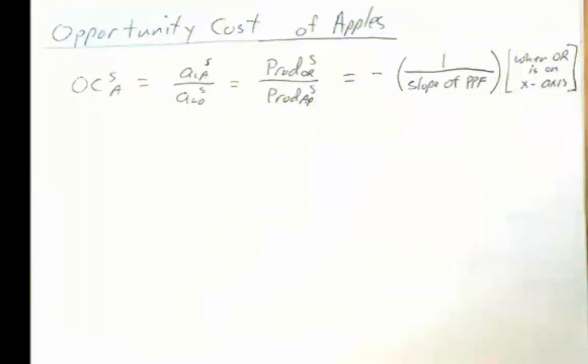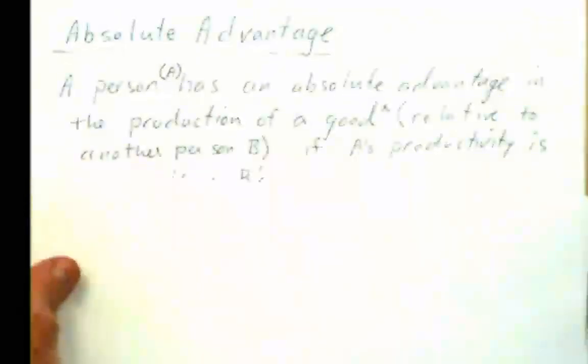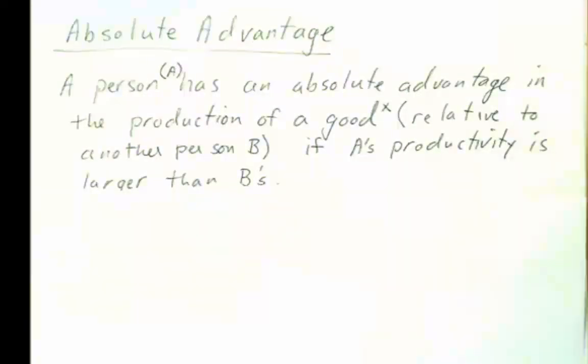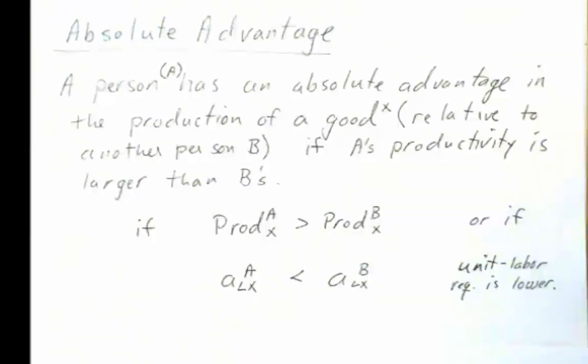Now, let's apply these definitions to some economic concept. We have a definition of a term in trade, and one of these is the concept of absolute advantage. In this context, we're going to say that a person, like Smith, has an absolute advantage in the production of a good, say X, relative to another person, if A's productivity is larger than B's. If Smith's productivity in a good is greater than Jones's productivity in the same good, then Smith has an absolute advantage in the production of that good. So, if the productivity of good X by A is greater than the productivity of good X by B, we'll say that A has the absolute advantage in good X.